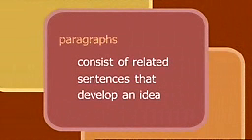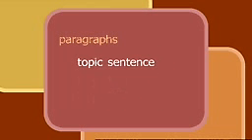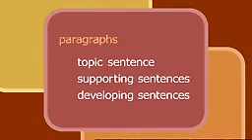Paragraphs consist of related sentences that develop an idea. The idea is introduced in the topic sentence. The idea is supported in the supporting sentences. The idea is further developed with examples or clarification in the developing sentences. There are different ways to structure a paragraph, but these basic elements occur in all of them.